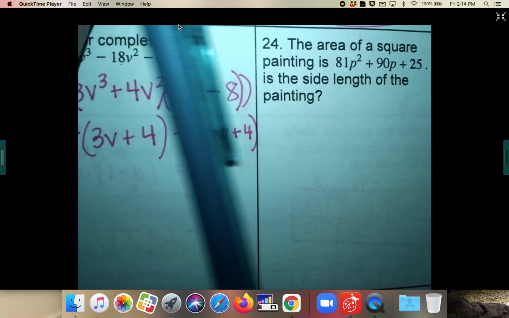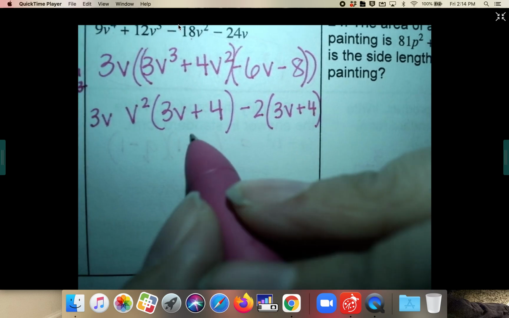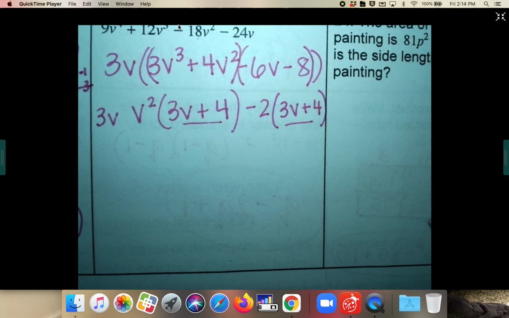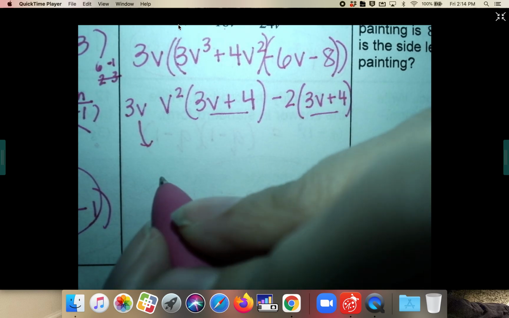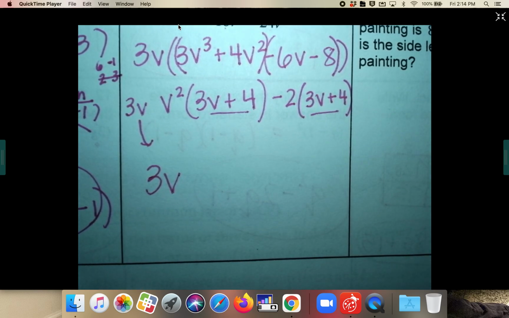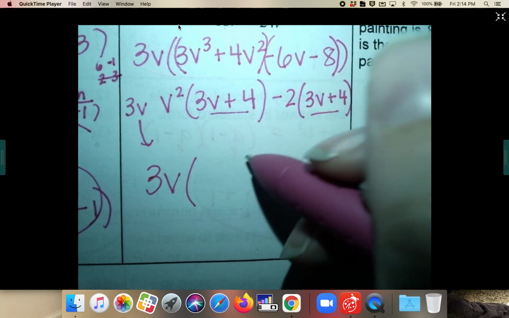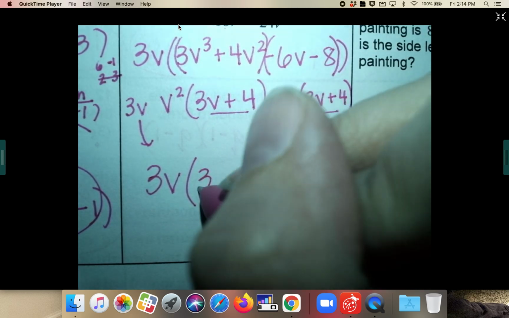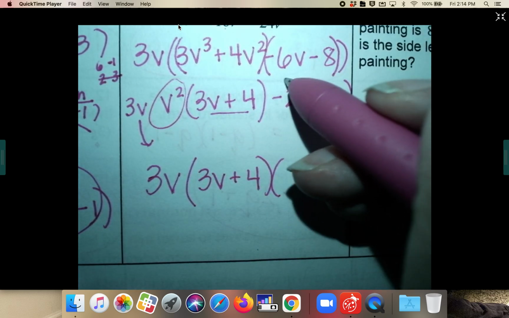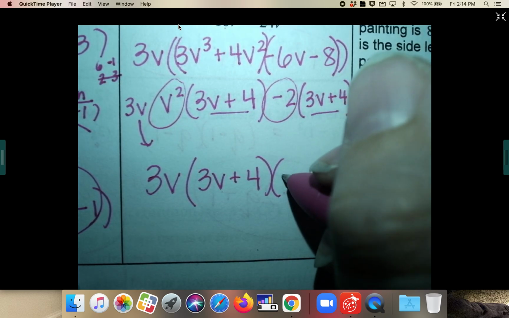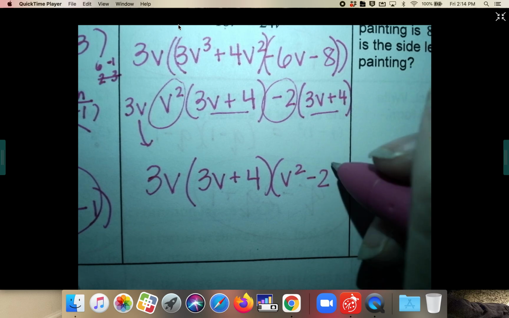All right, let's check to be sure what's inside our parentheses are the same. It is. So our final answer, now I'm going to attach the 3v back on. So 3v stays on the outside. Our first set of parentheses is 3v plus 4. And our second set of parentheses were the GCFs that we pulled out. So v squared minus 2.